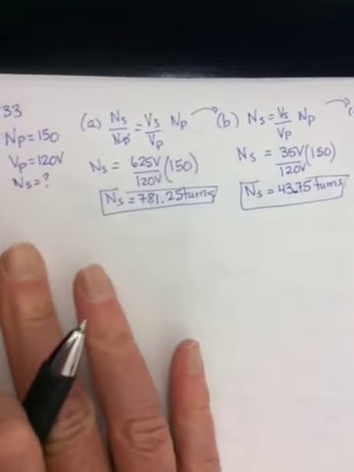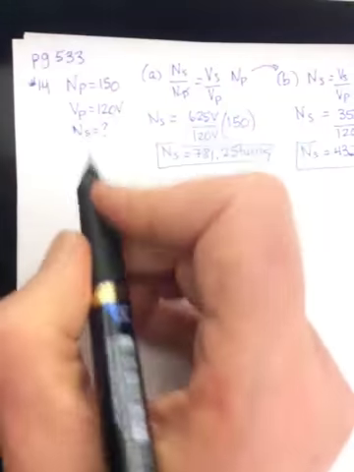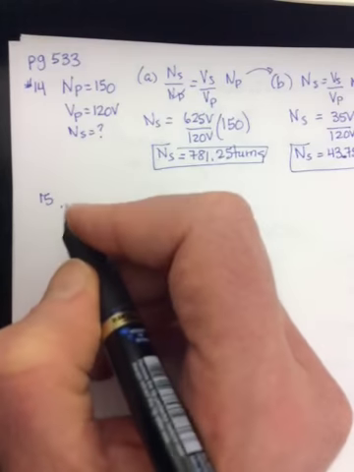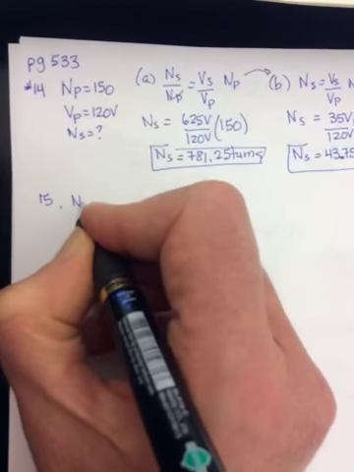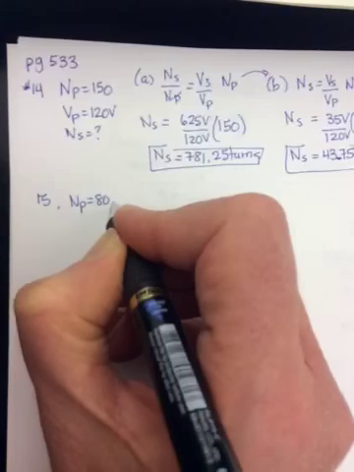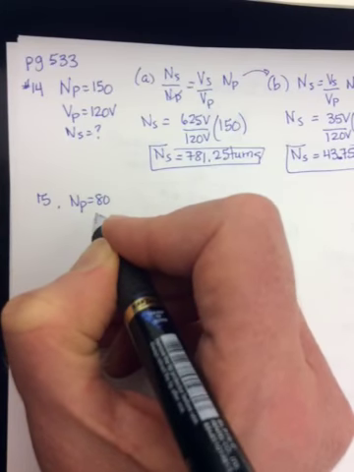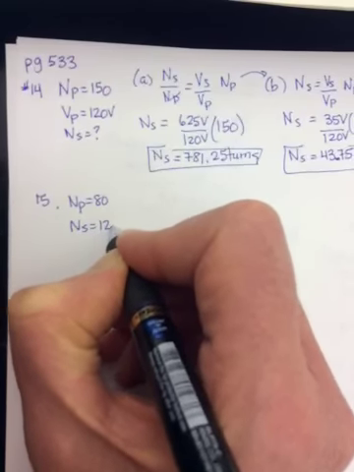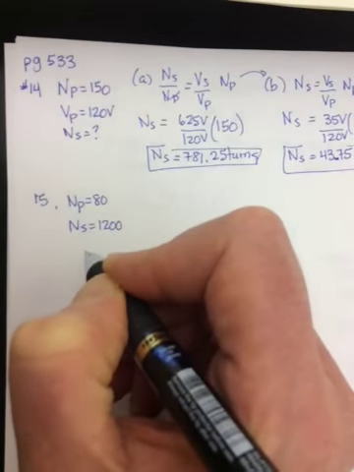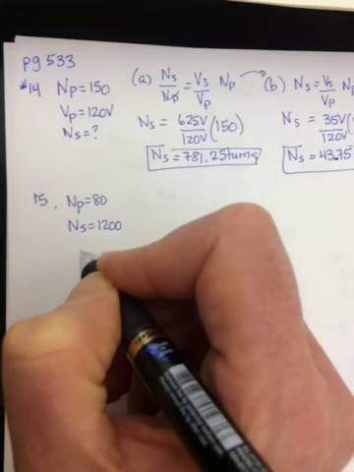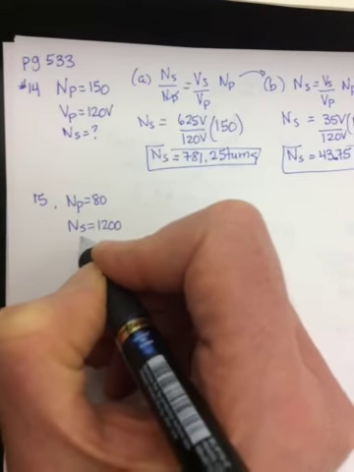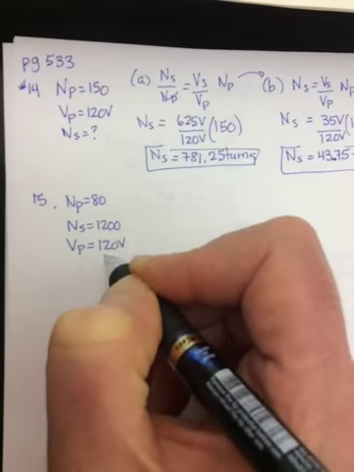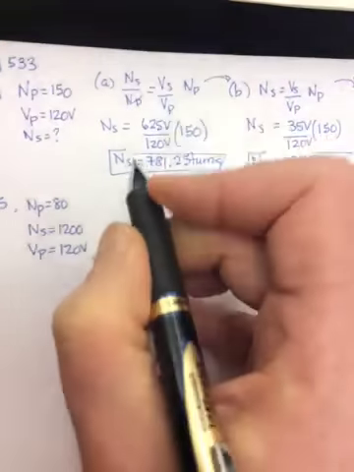Number 15 says, a step-up transformer has 80 turns on its primary. So in primary, 80 turns, and 1,200 turns on its secondary. In secondary, 1,200 turns. The primary is supplied with an alternating current, so V primary, 120 volts. What is the voltage across the secondary?